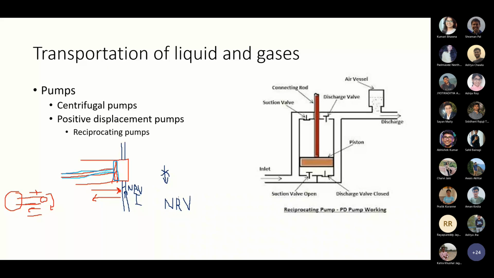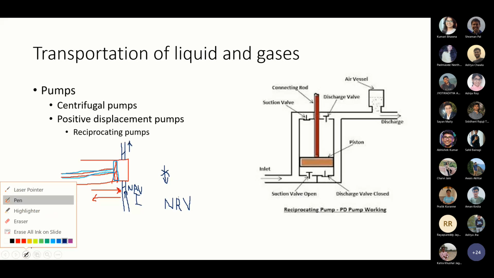Non-return valve. So it allows fluid to flow in only one direction. There is one non-return valve in this suction line or inlet line. There is one non-return valve in the discharge line. This also allows fluid flow only from bottom to up. Right? So hope you are understanding what I'm giving.